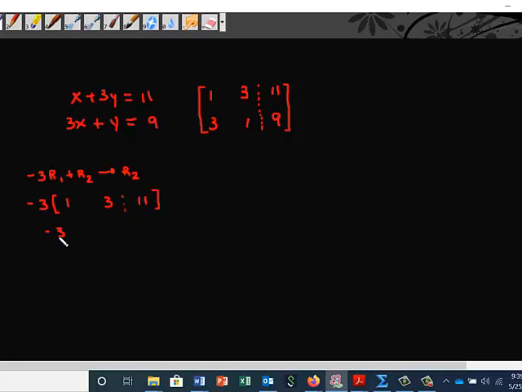So this will be -3, -9, 33, -33, and then we have our second row, which is 3, 1, and 9. So now that we have that, this becomes 0, -8, and -24. So here's our new row 2. And so row 1 stays the same. Okay. And then we have 0, -8, and also -24.